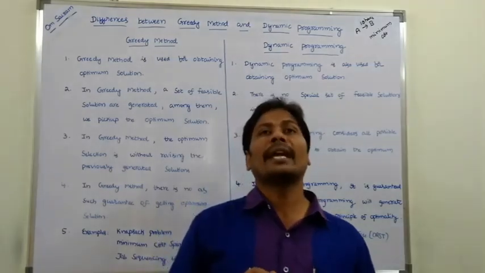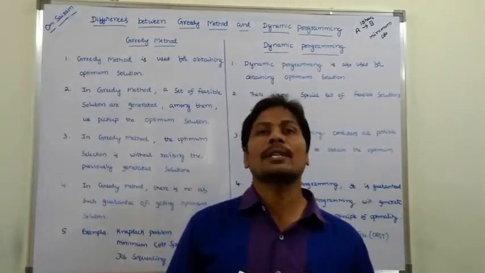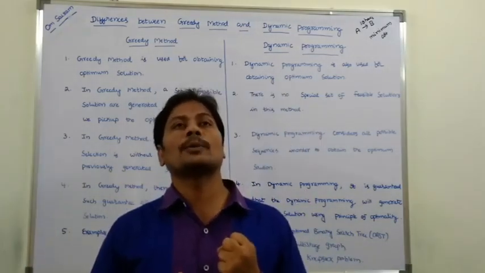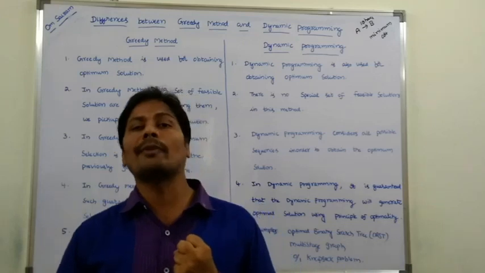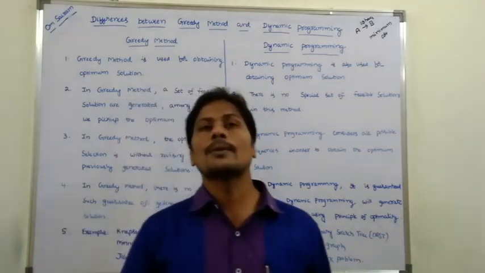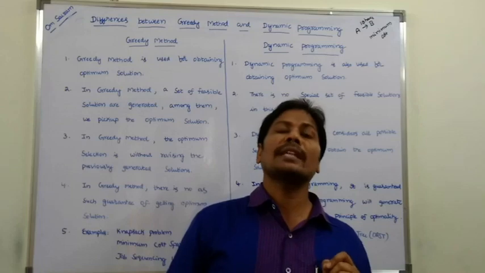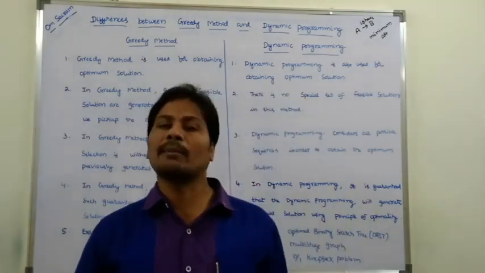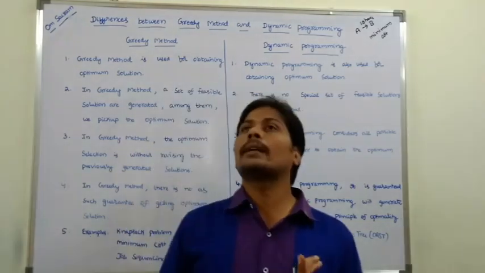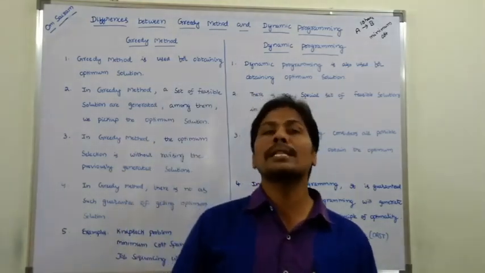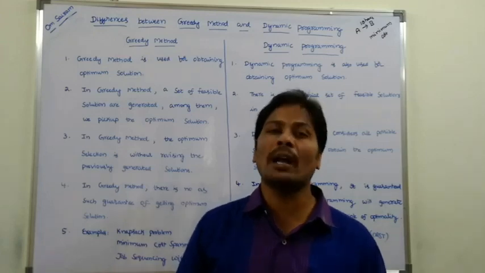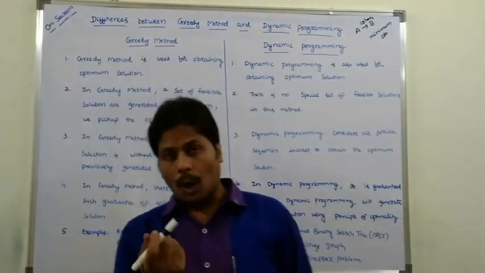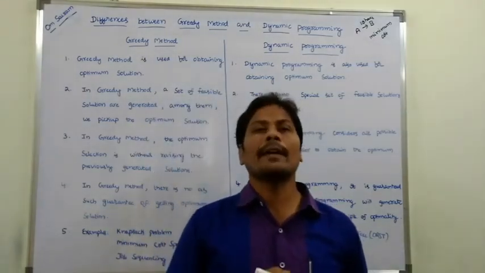But we may get the optimal solutions guaranteedly. In dynamic programming, it is also used for solving optimization problems. By using dynamic programming, we may guaranteedly say that we may get the optimal solution. Next, in dynamic programming, we use a principle called the principle of optimality. By using this principle, we may get the optimal solution for a given problem.